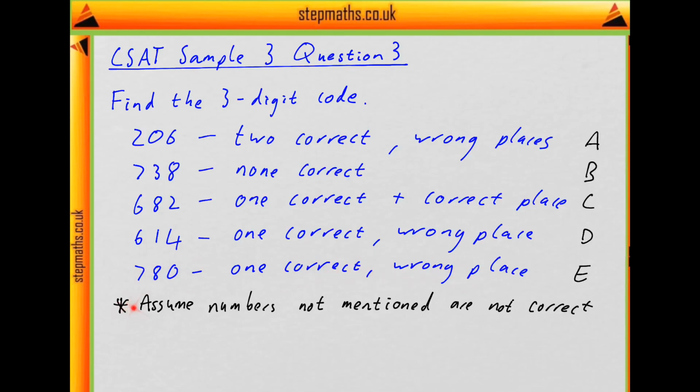And something I've noted here is, in order to solve this, we have to assume that the information they're given is basically as concise as possible. So numbers that aren't mentioned aren't correct. So for instance, in 206, it says 2 are correct and in the wrong places. It doesn't say anything about the third. In order to answer the question, we have to assume that the third one is incorrect. And the same goes for these. So in practice, that's something you'd have to realise halfway through the question.